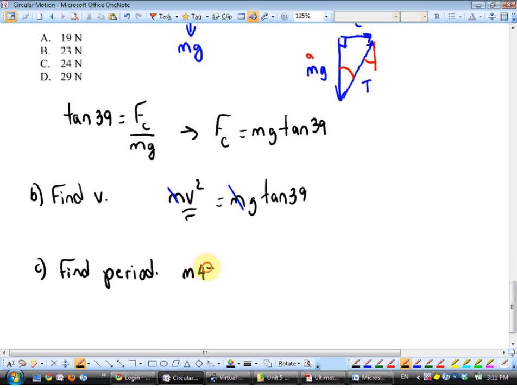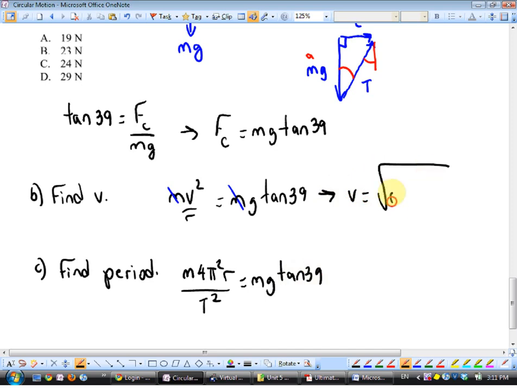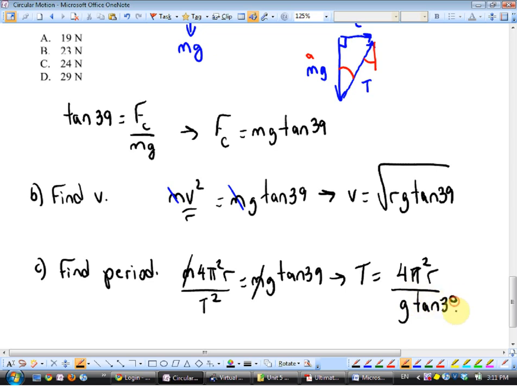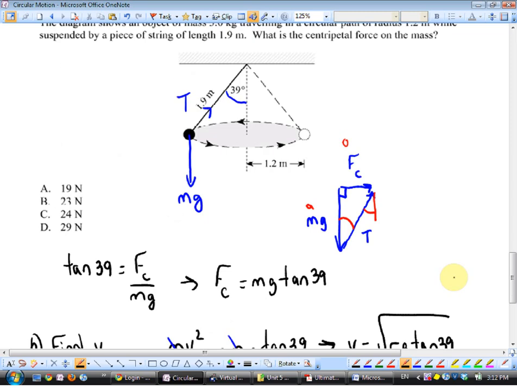I would go m 4 pi squared R over T squared equals MG tan 39. By the way, up here, let's finish this. I think V would be the square root of RG tan 39, and I'd type that in. I'll assume you can do that. Here, once again, the masses would cancel. Here, the period is going to be 4 pi squared r all over g tan 39, square root. That's all hidden in there, too, in the conical pendulum.